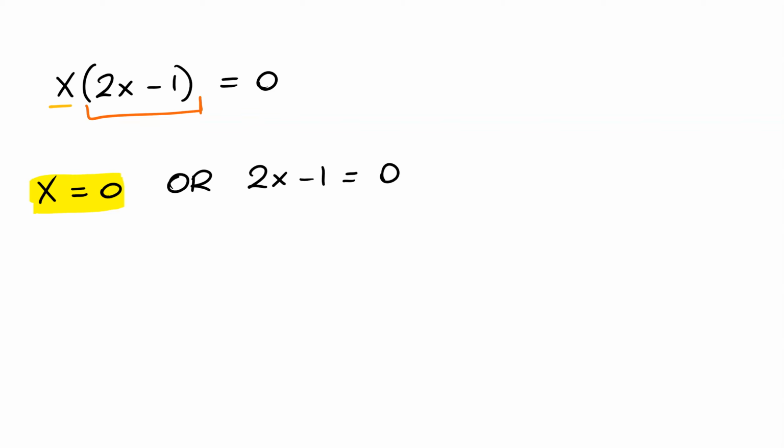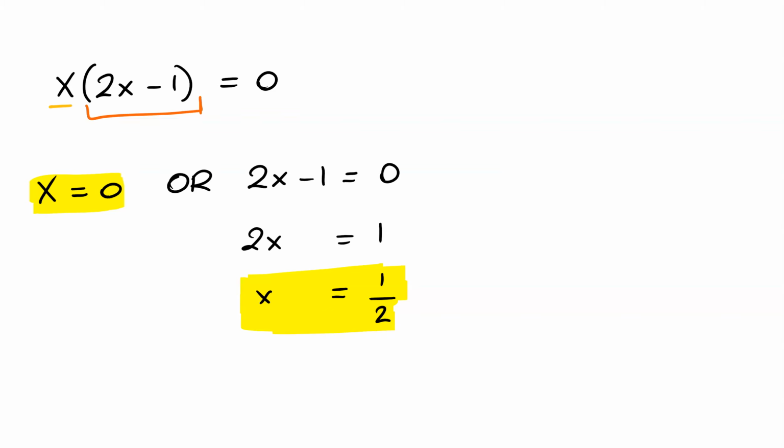The other one is where we rearrange. So we can have 2x equals positive 1. Therefore x equals 1/2. And this is our second solution right here as well. So it's not just always the brackets. It could be the 2 variables. Once you have factorized it, you're making them equal to 0 as well.